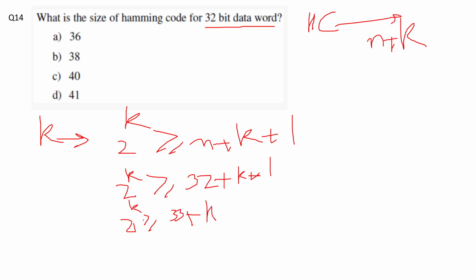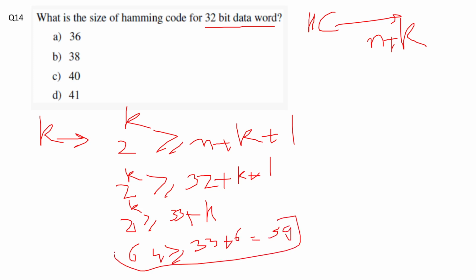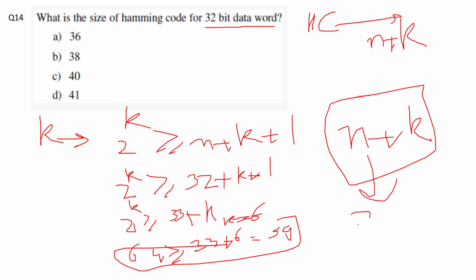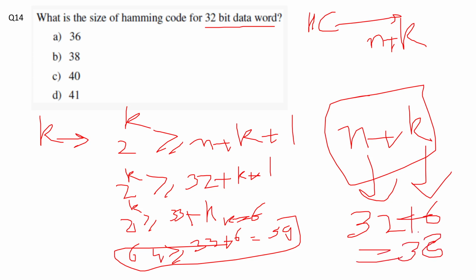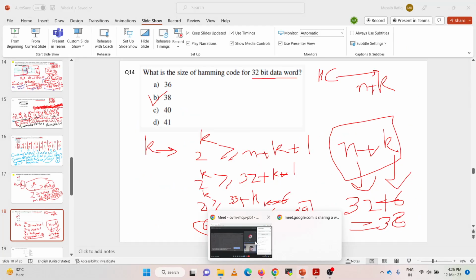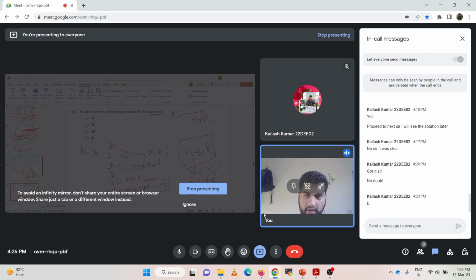We know that 2 raised to the power 5 is 32, so 5 can't work, it will be 6. So 2 raised to the power 6 is 64. 64 is greater than 33 plus 6, that is 39, right? So k is equal to 6. The total number of bits will be n plus k, the size of the Hamming code, and n is equal to 32 and k is equal to 6. 32 plus 6 will be equal to 38. Got it?